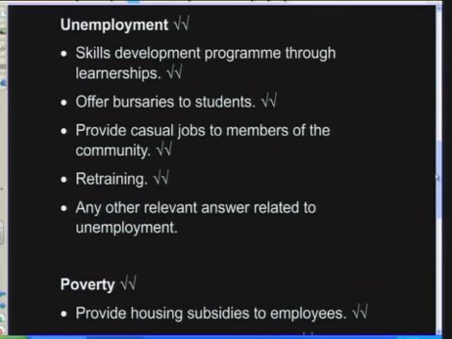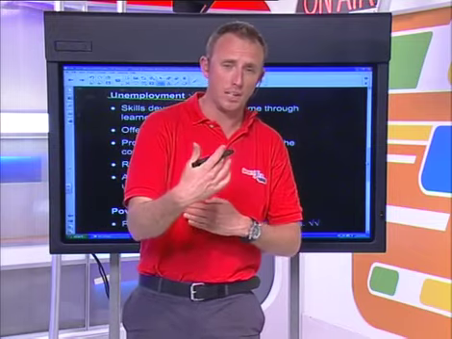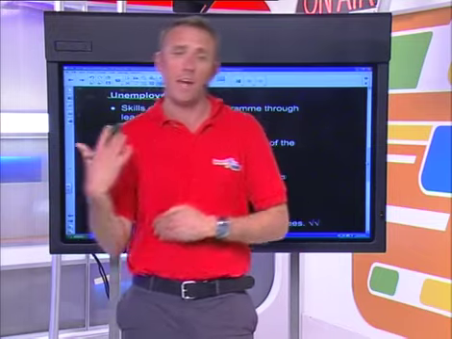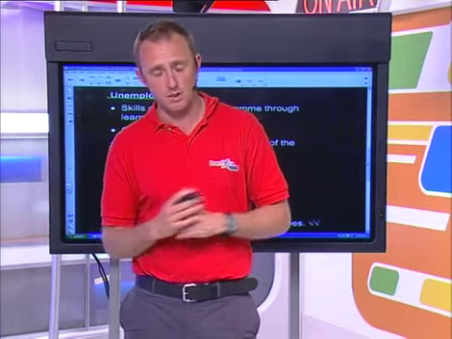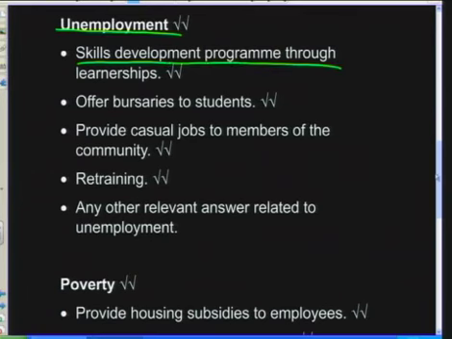Right, the next one we have is unemployment. South Africa has got a massive problem with unemployment. We've got a huge unemployment rate, and that will also lead into other socio-economic issues that we'll get into, such as crime and alcohol and substance abuse. All right, so the first thing that we can do is we have the skills development program through learnerships, all right? Also the Skills Development Act helps us there as well.